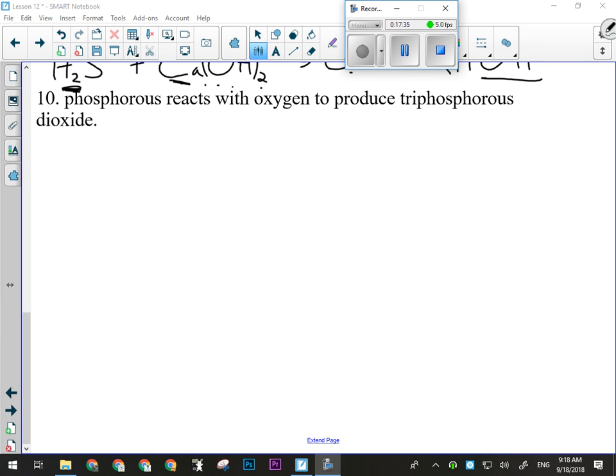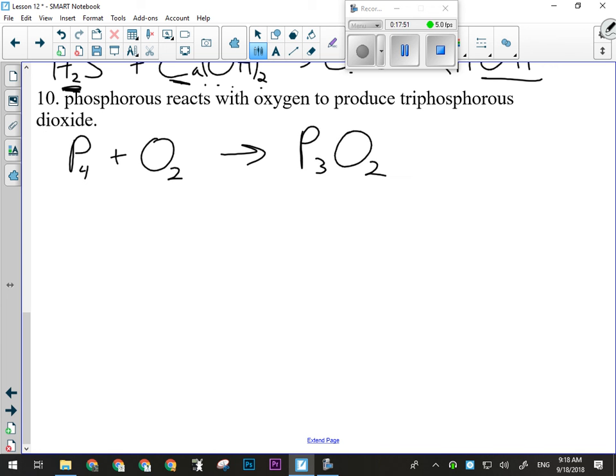So for our last one, we have phosphorus. Now, how does phosphorus come when it's an element? It has a 4. Okay, it reacts with oxygen, which comes as a 2, to produce triphosphorus dioxide. So I don't have to drop and swap anything because everything in this reaction was molecular, and it's a what kind of reaction? Synthesis.